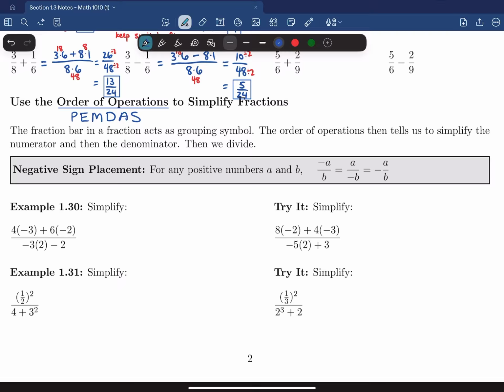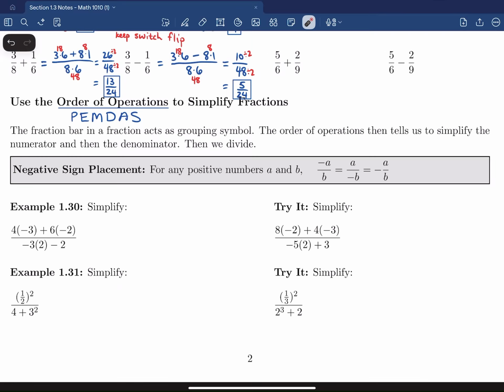So something important here is negative sign placement in a fraction. For any positive numbers a and b, negative a over b is equal to a over negative b, which equals negative a over b. In the end, it doesn't matter whether you have your negative symbol on the top of a fraction, on the bottom of a fraction, or before the fraction. They are equivalent fractions. Most commonly, we like to report our answer with a negative in front of the fraction.